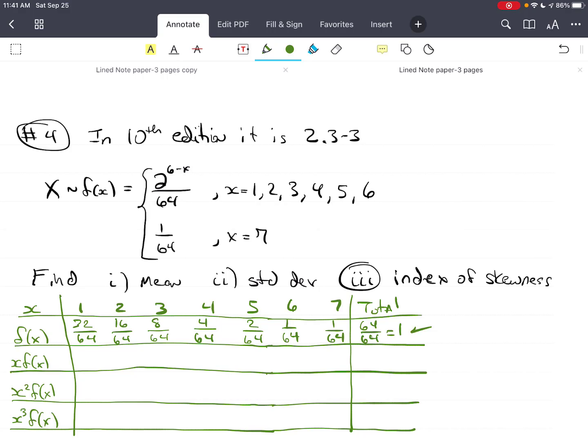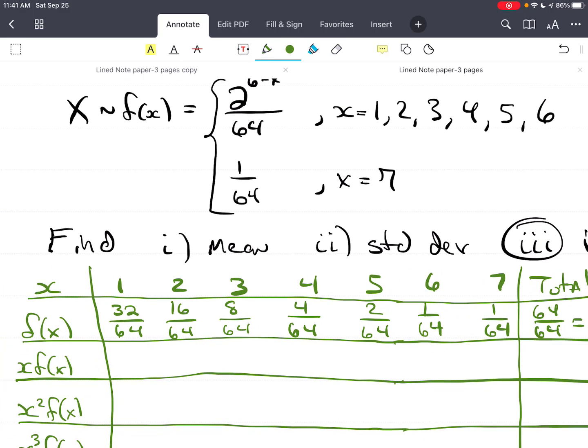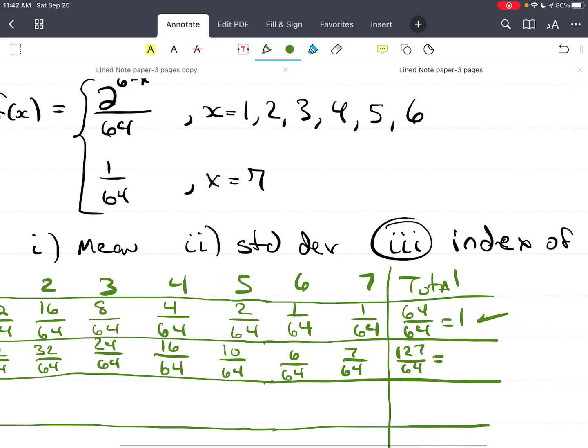Now, I'm going to just take the x here. That's a little messy. Let's see if I can clean that up. So I'm going to take the value of x times f of x for each of these. So I end up with 32 over 64, 32 over 64, 24 over 64, 16 over 64, 10 over 64, 6 over 64, and 7 over 64. And when we add those up, we end up with 127 over 64. And this is equal to E of x, which is also equal to mu.